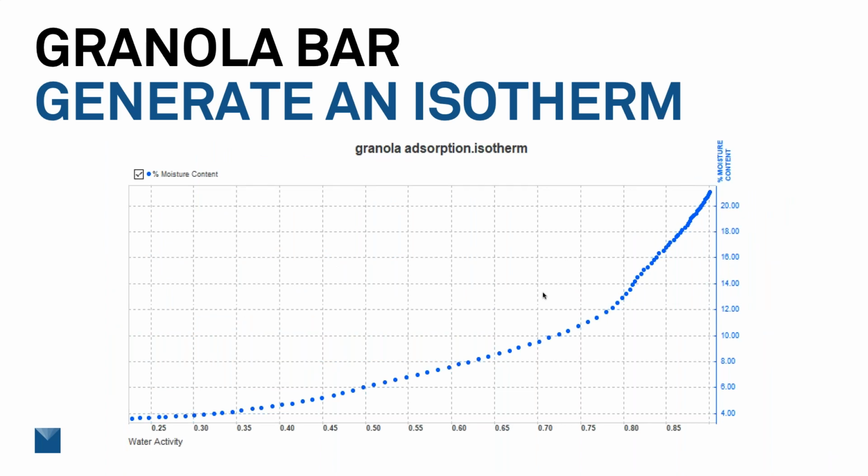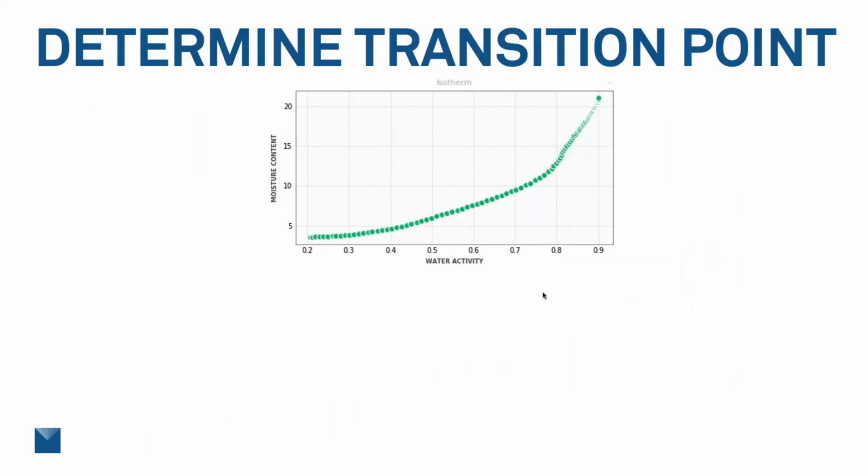So let's get started on how I actually do this calculation. I start by generating an isotherm, and this is an isotherm for granola. In particular, I'm interested in the adsorption only, so I've made this file of just the adsorption. Now I want to know for my product, a granola bar, the shelf life is going to be limited by its texture change. This is a crunchy granola bar, and we don't want it to get stale or soft. So it's going to be texture that ends our shelf life.